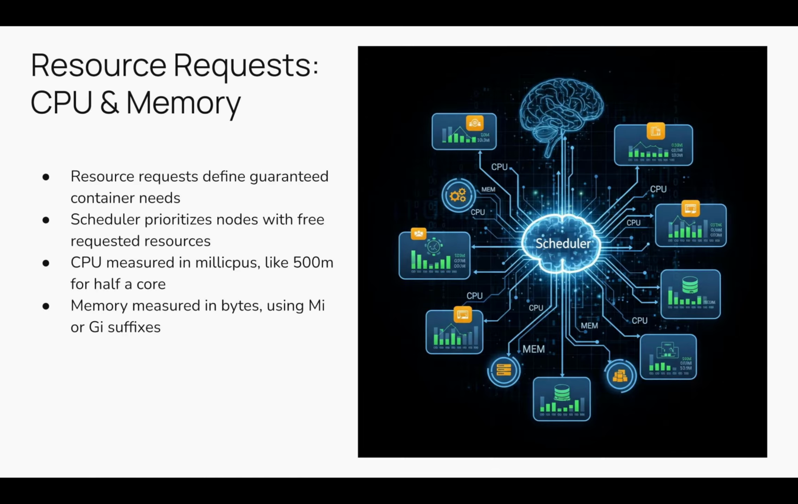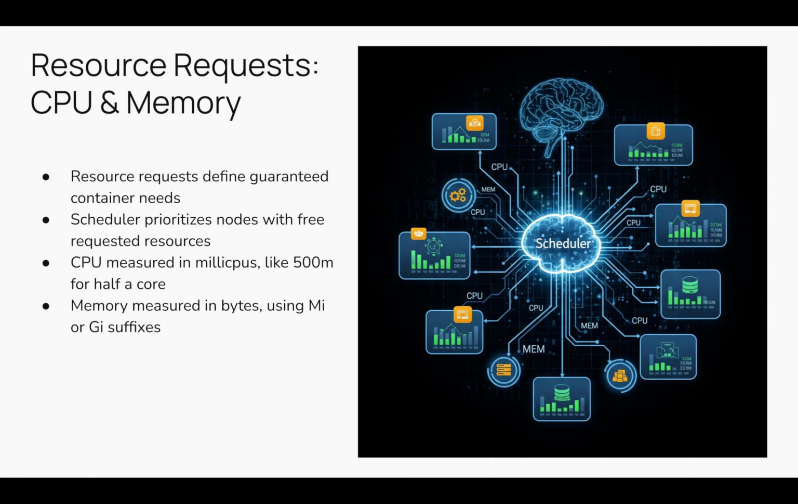A request is the amount of CPU and memory that you guarantee your container needs to run. This is the single most important number the scheduler looks at. It will not even attempt to place a pod on a node unless that node has at least the requested amount of resources free. Let's look at the units.